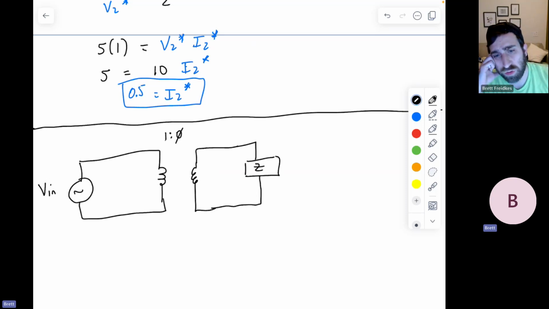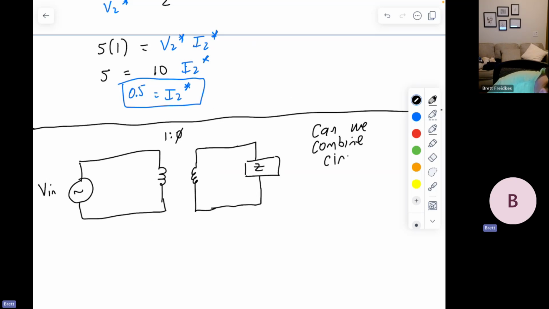How can we look at this in such a way to make it one overall circuit? Because right now we have something on the left that interacts with something on the right, but they're not actually touching, it looks like, based on the way that we drew it. So is there a way, can we combine the circuits in such a way?